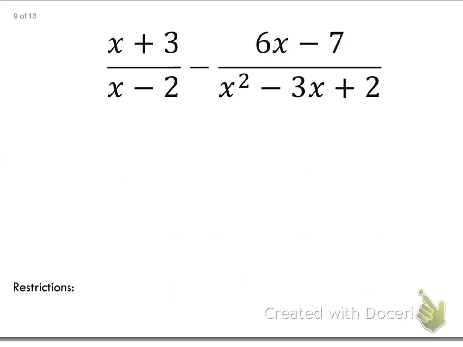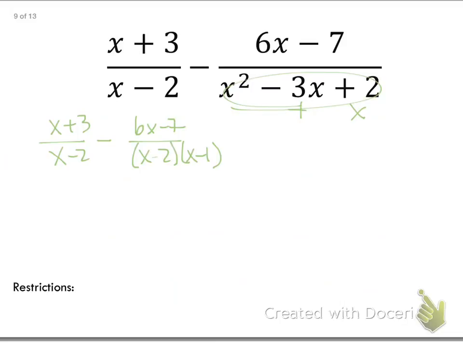Okay, this one, we can simplify this little guy here. So multiplies to 2, adds to negative 3. So minus 6x minus 7. So it's going to be negative 2 and negative 1. Our restrictions are x cannot equal 2 in that first set of parentheses, 2 in the middle, and then 1 in the back end. If you're confused, take it and set it equal to 0 and solve it. Anytime you set that equal to 0, it will always give you the answer that you want.